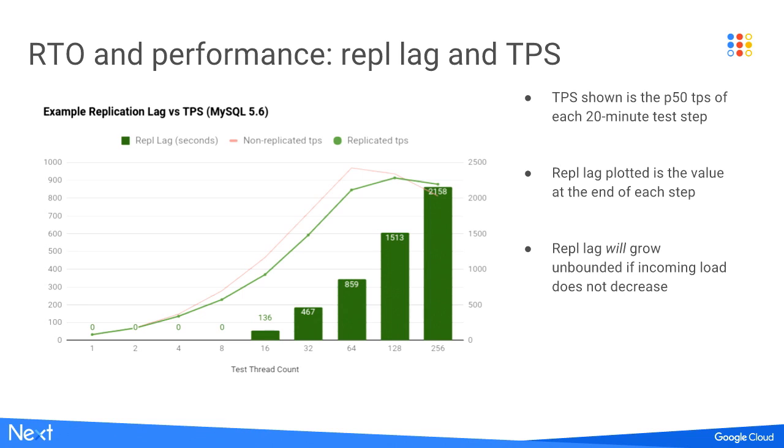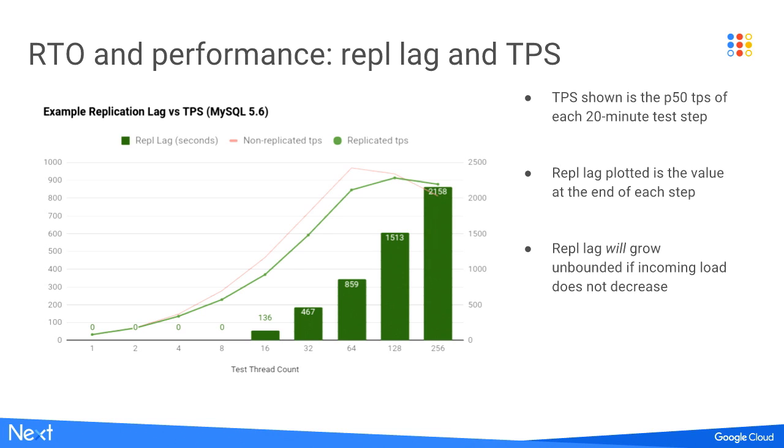On this chart, there are lines and there are columns. Columns are for replication lag, on the right y-axis, and these are in seconds. The lines are for TPS, transactions per second, on the left y-axis. Also you can note there are two lines here. One is red, which is from a non-replicated test, and the green one is for the replicated test.